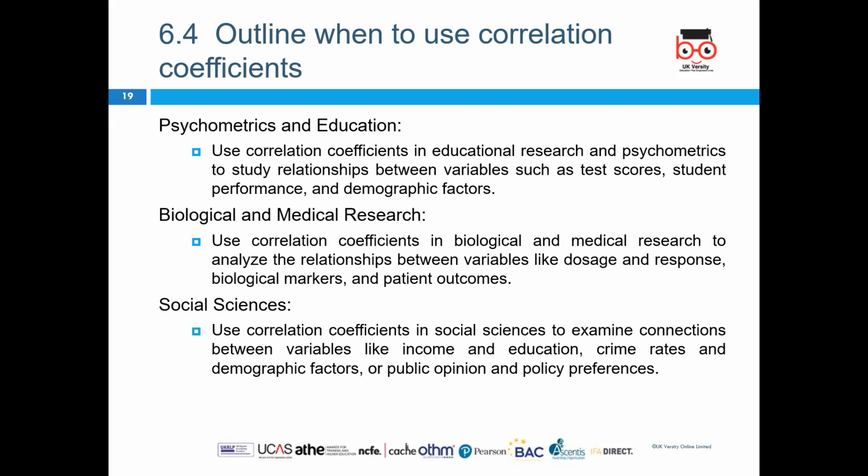Then biological and medical research. Correlation coefficients can be used to analyze the relationships between variables like dosage and response, and biological markers and patient outcomes. So correlation has found significant application in biological and medical research. Then you have social sciences. Correlation coefficients in social sciences can be used to examine connections between variables like income and education, crime rates and demographic factors, or public opinion and policy preferences. So that is the application of correlation coefficient in social sciences.